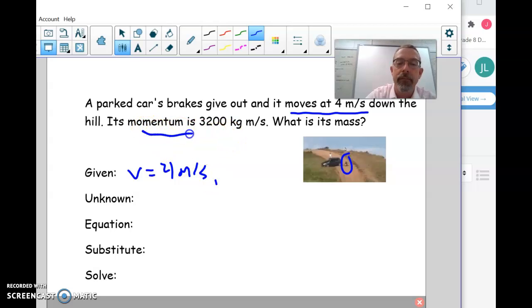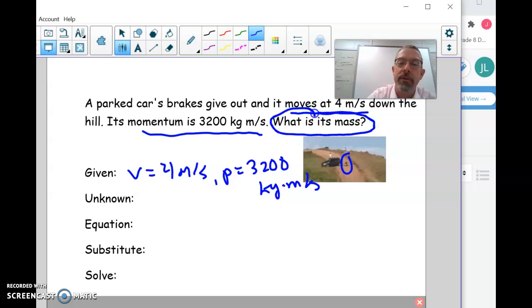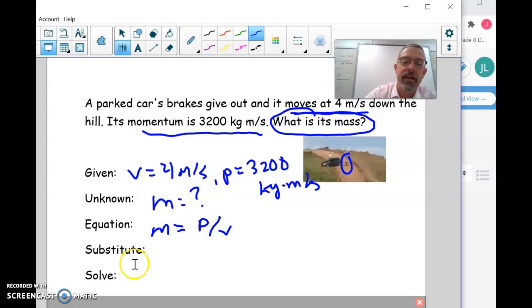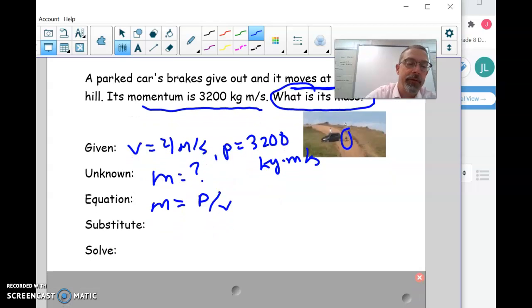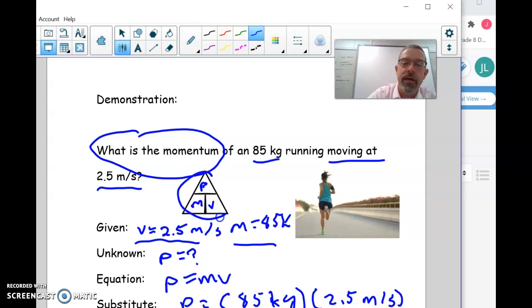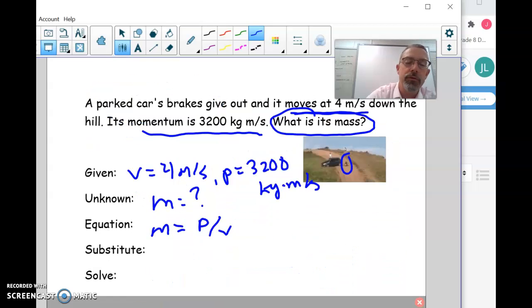Its momentum is 3,200 kilogram meters per second. So I'm going to, again, use this kind of crazy letter P, 3,200 kilogram meters per second. That's my momentum. My unknown is the whole reason we have this problem to begin with. What is the mass? So the equation I'm going to use, remember I had P equals mv before, but here if I want my mass it's going to be P over V, P divided by V. I just have to put a little twist on it, but if I ever was confused, I could just go back to this triangle here. That will help clear up any confusion I might have.